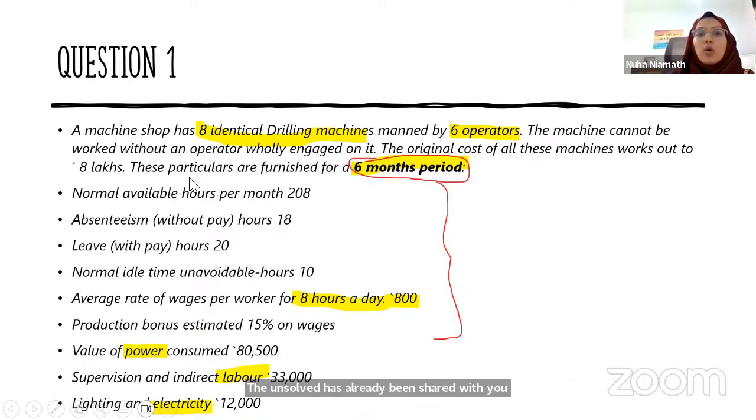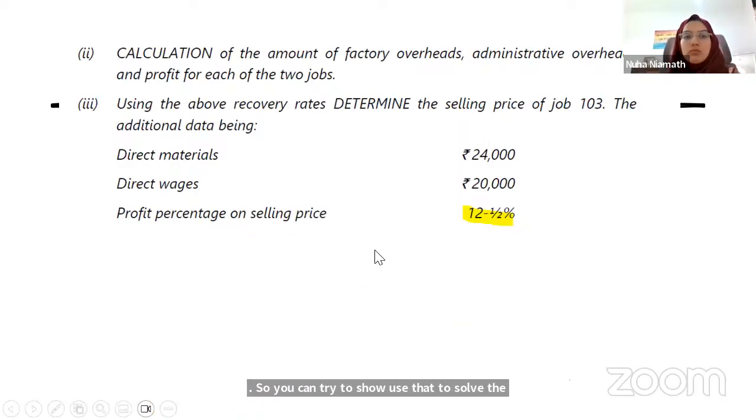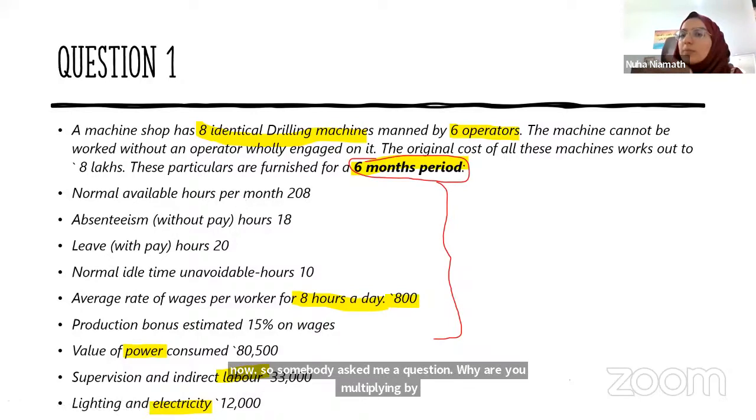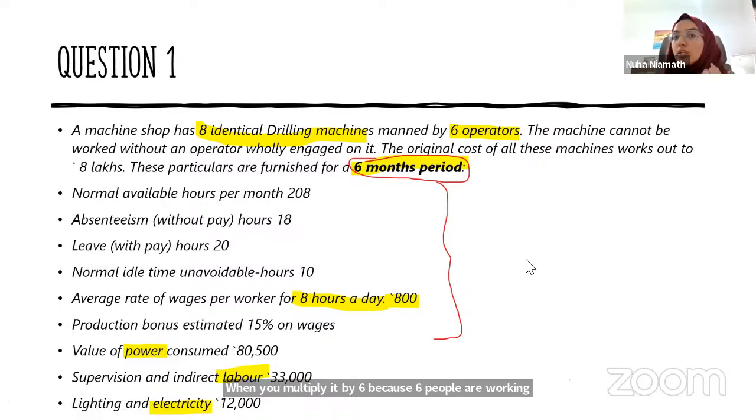Okay. Now, somebody asked me a question: why are we multiplying by 6? So here it's given the available hours per month. Available hours per month is what is available to one operator. When you multiply it by 6, because 6 people are working at one time, you will have more hours available with you. That is why we have to multiply it with 6 operators, so that you get the total available hours in that machine shop.